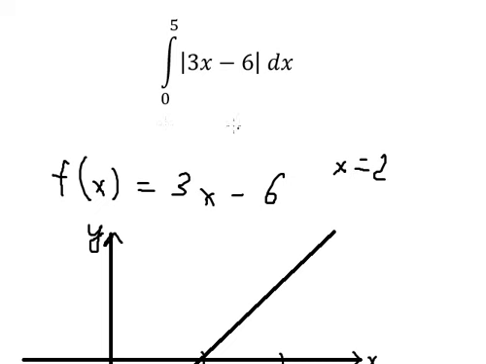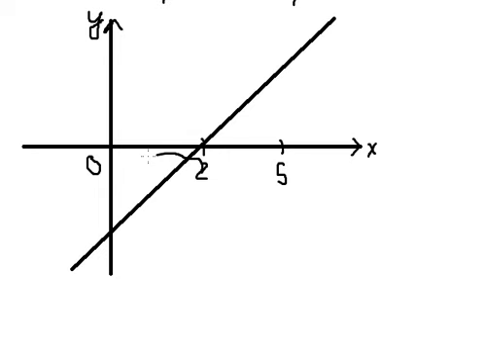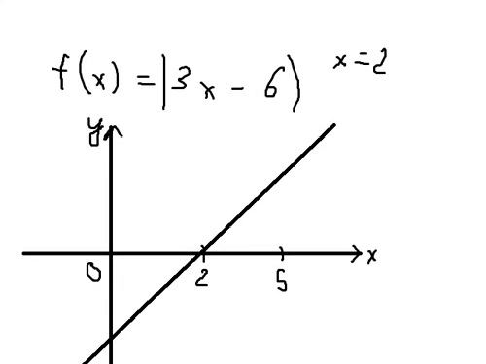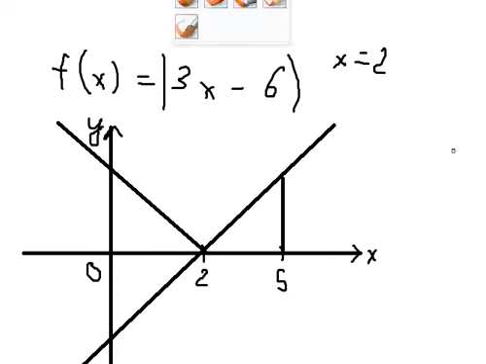Now, because we have the absolute value, this line on the negative side will reflect on the x-axis. So they will go in here. This part is positive, but this one we have the negative.